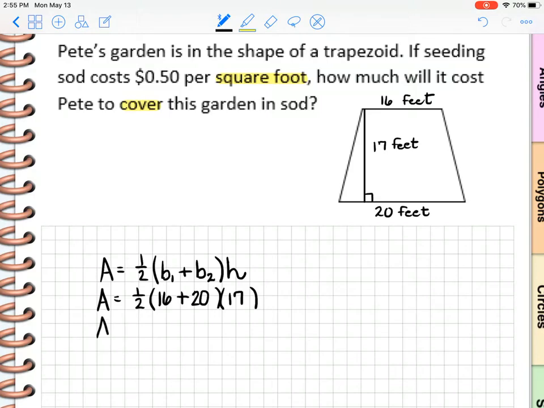And you can use your parentheses, but I would go ahead and simplify. I think you're less likely to make mistakes. It's up to you though. So add those two and then drop the multiplication. Once you're down to just multiplying, you're safe to go ahead and do the calculator. So the area of this garden is 306 square feet.